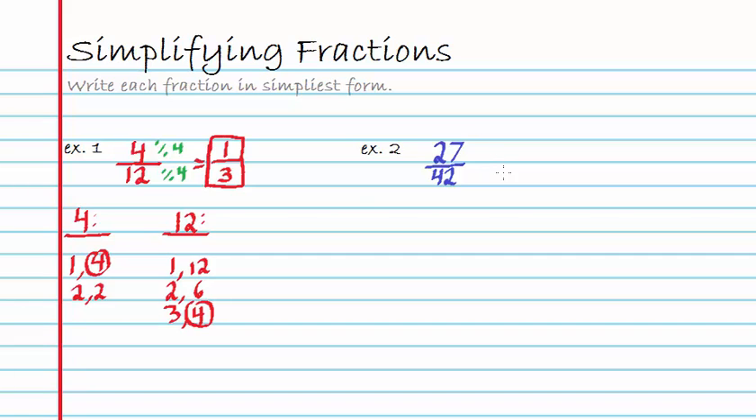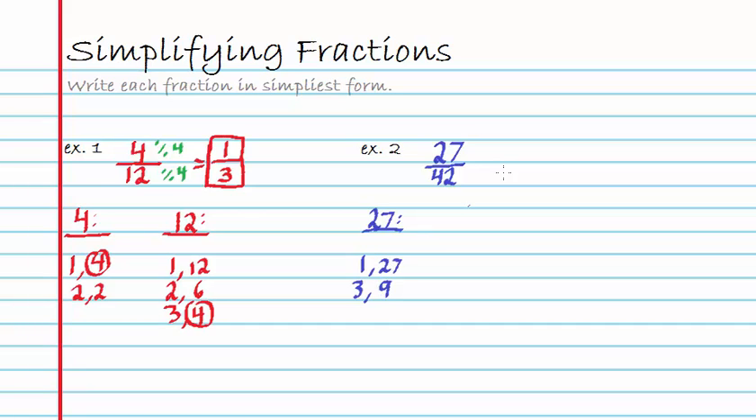So I'm going to repeat the same process for example 2, but it's a little bit harder when the numbers are a little bit larger. You have more factors you have to go through. So when I look at 27, I have 1 and 27. It's odd, so 2 doesn't work. 3 works. 3 times 9 is 27. And then as I keep going, 4 doesn't work, 5 doesn't work, 6, 7, 8 don't work, and then I'm back to the bottom of my right column. So I'm done looking at factors for 27.